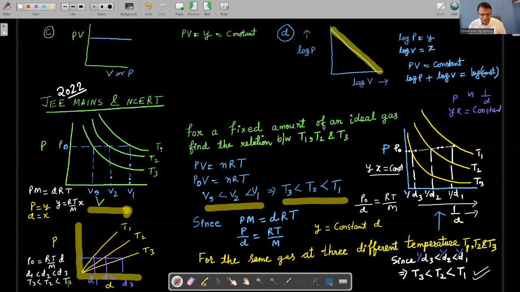So these types of questions they are asking. Last year they asked this question in JEE Mains. It is a very common question, also given in NCERT.